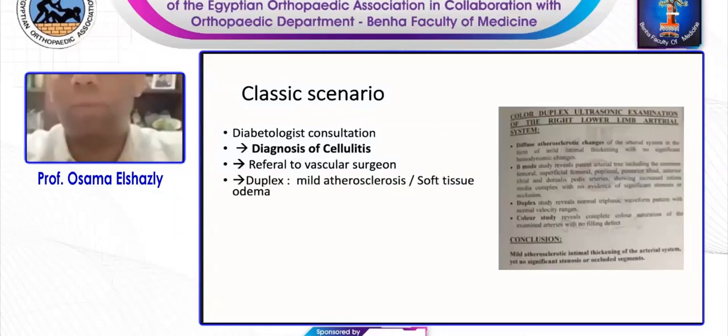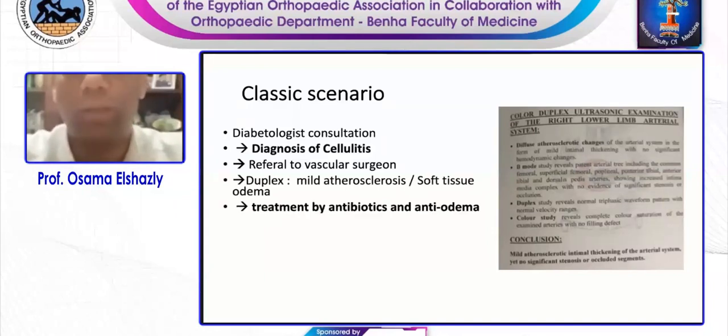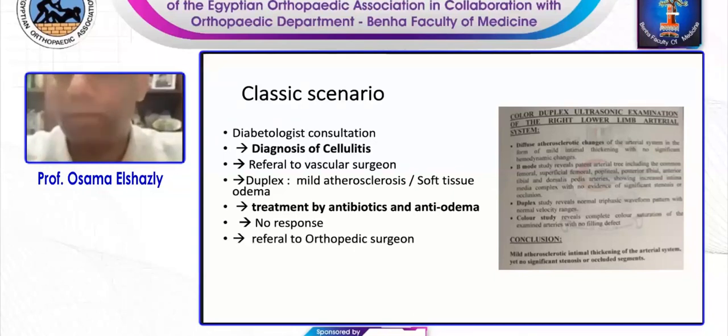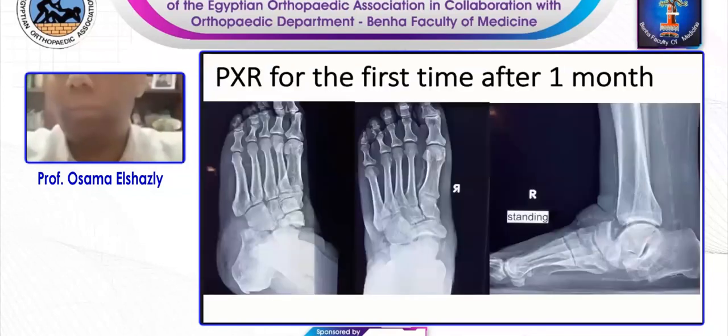The vascular surgeon usually makes a Doppler to check and rule out the presence of any vascular ischemia or problems. Then he starts treatment with antibiotics and anti-edema. And after they fail for a long time, they start to consult an orthopedic surgeon. I think this is repeated in our clinics and also in many other regions. This was the first X-ray made by the patient after 1 month of seeking medical advice.